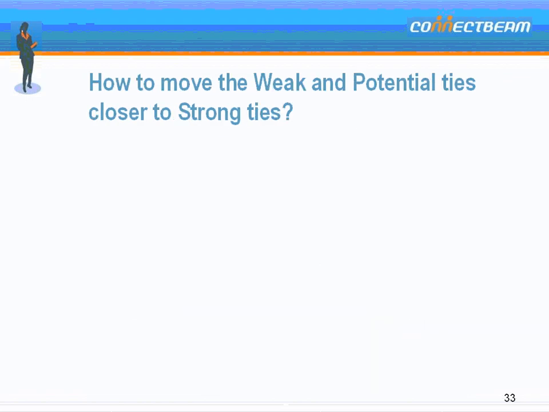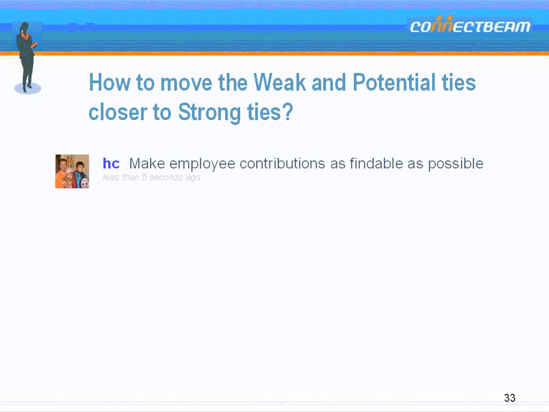Now, a good question to ask is, okay, great. I know there are going to be others in the organization who could be helpful and diversify my information sources. The question is, how do I move these weak and potential ties closer to strong ties? Well, first, you've got to make employee contributions as findable as possible. It's hard to know what other people are working on and how they can help you if you don't know their contributions. So you've got to make those as findable as possible.